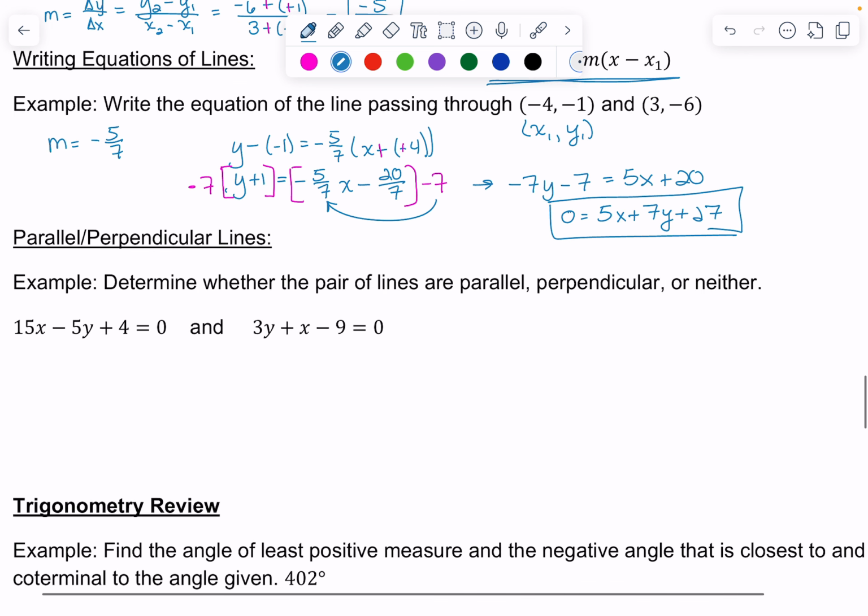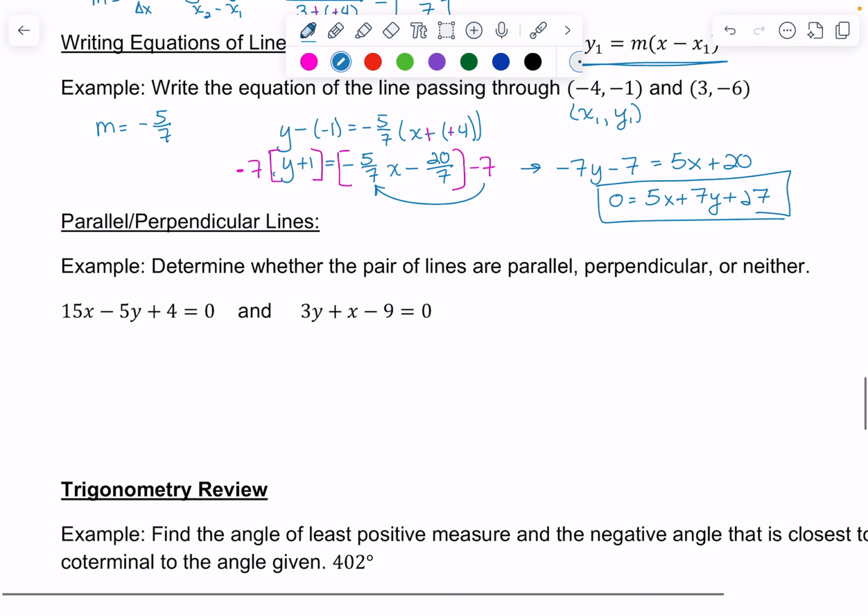Let's see, parallel and perpendicular lines. This is the last thing I'm going to cover in algebra review. Remember, if I have a parallel line, that means that M1 is equal to M2. My slopes are the same for both lines. I likely have different intercepts, but I don't necessarily have to. Sometimes they're the same line. For perpendicular lines, remember that M2 is equal to negative of 1 over M1. So the slope of my second line is equal to the negative of the reciprocal of my first.